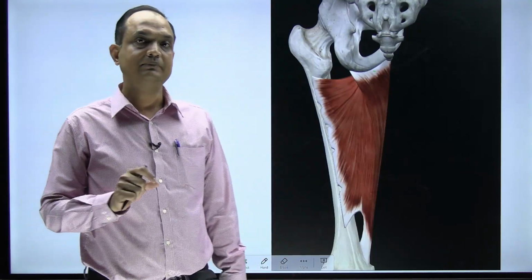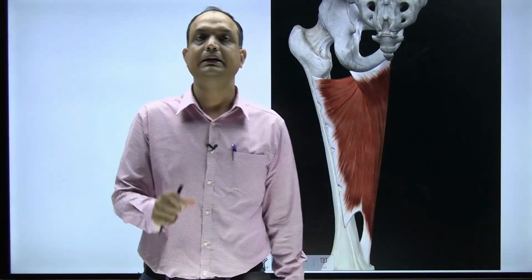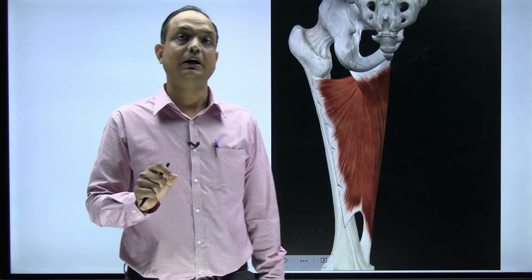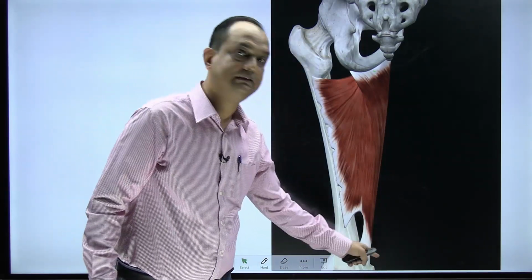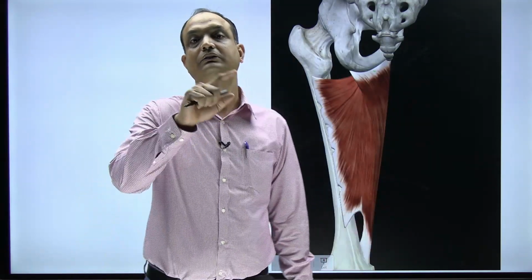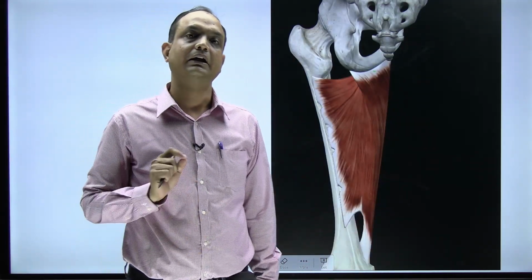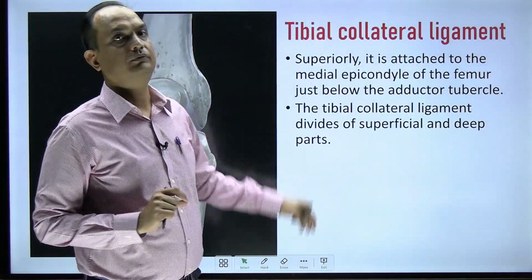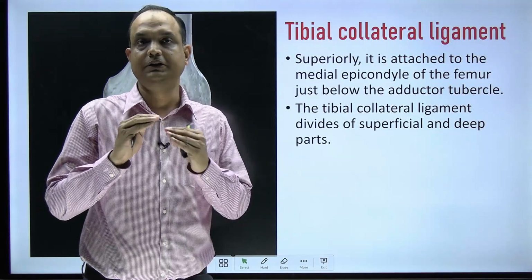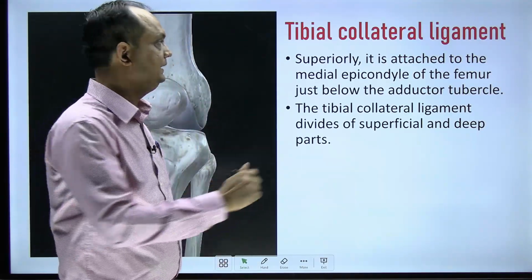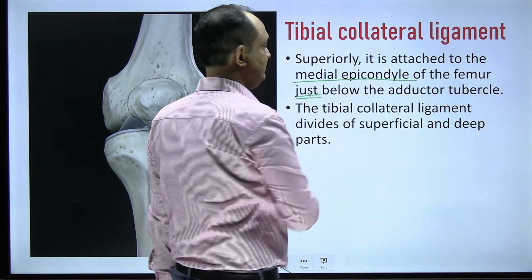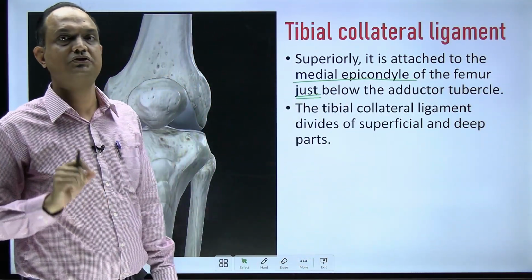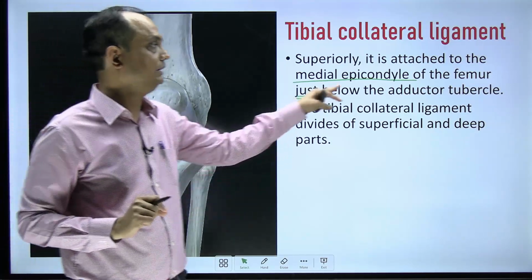But again I am saying that to complete the criteria that the hamstring has to attach on one of the leg bones, we see that this tibial collateral ligament crosses the knee joint medially and attaches on the upper part of the tibia. Now when you see the attachment of this tibial collateral ligament itself, superiorly it is attached to the medial epicondyle of the femur, which is a bony part of the femur just adjacent to the adductor tubercle.